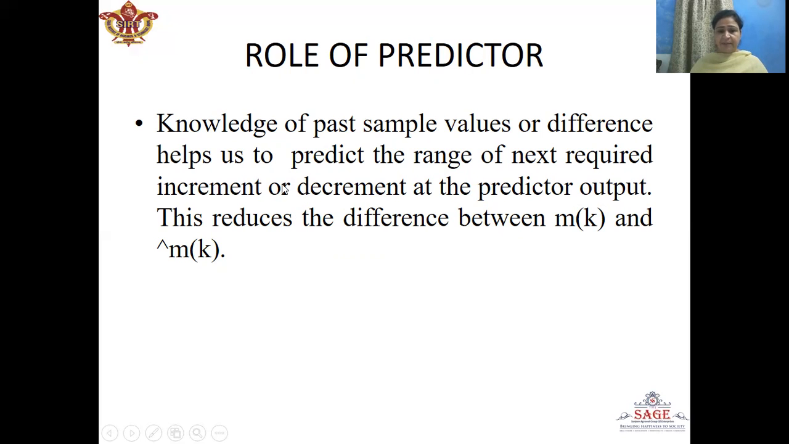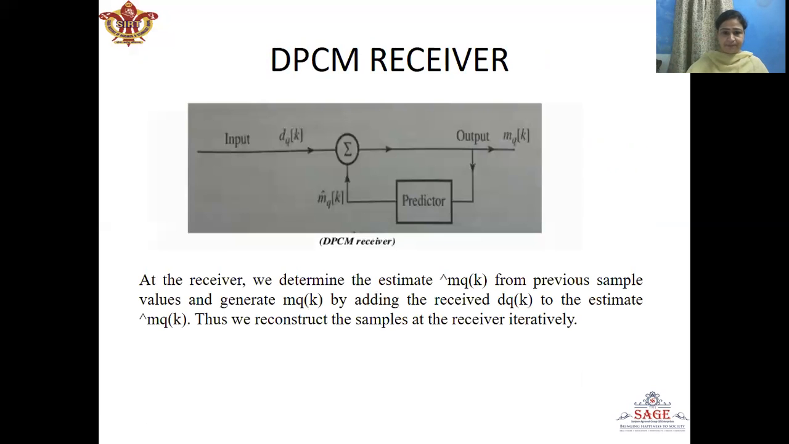But if the present sample MK is less than the predicted sample, in that case, the difference between them will be negative. And in that case, there will be decrement in the predicted value so that it can reach up to the present sample value.